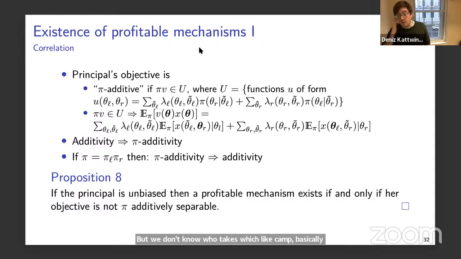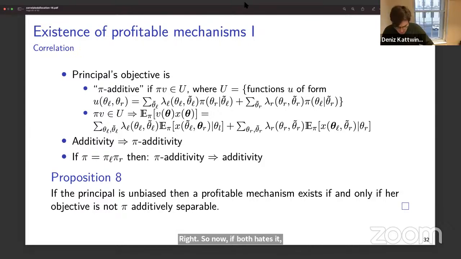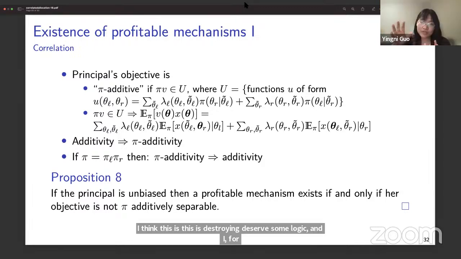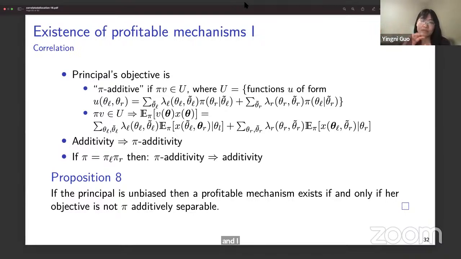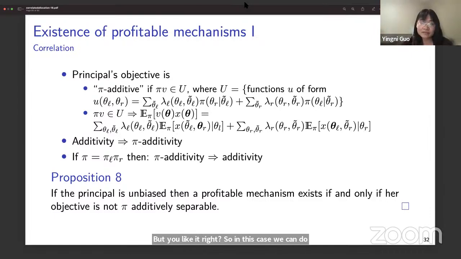That's a good question. So if I hate it and the other person likes it, that's great, right? Now if both hate it, it depends on who hated more, right? I think this is really throwing away, and I think this is destroying the zero-sum logic. Oh no, I'm still keeping zero-sum, but now I think there are some type realizations such that I hate it, but you like it, right? So in this case, we can do better. Yes. In this case, you naturally have a profitable mechanism.